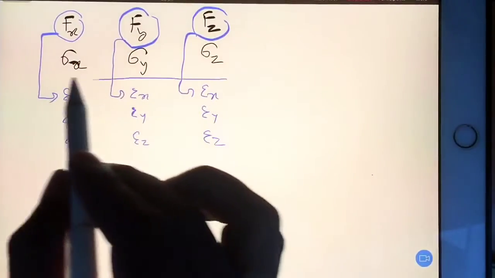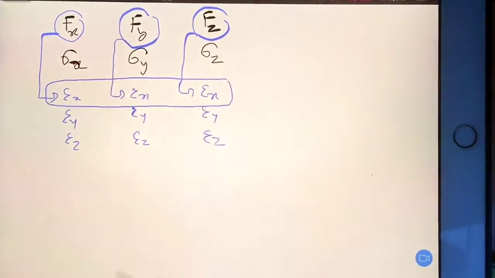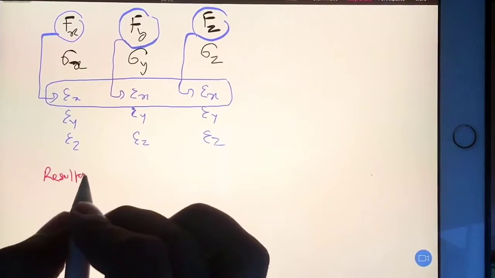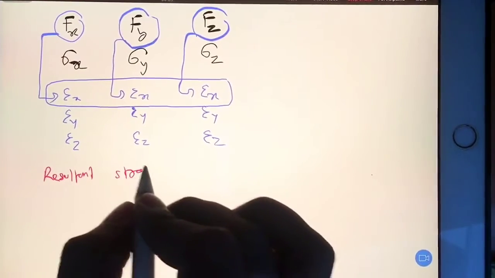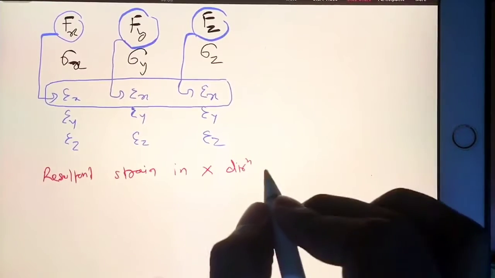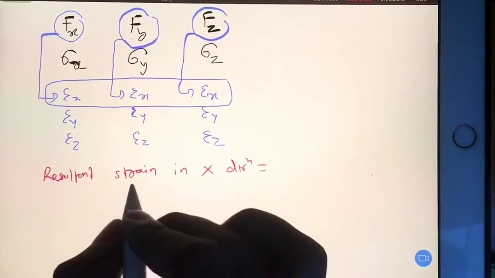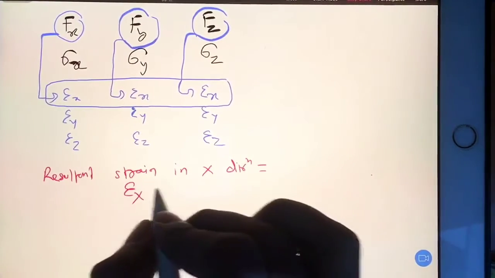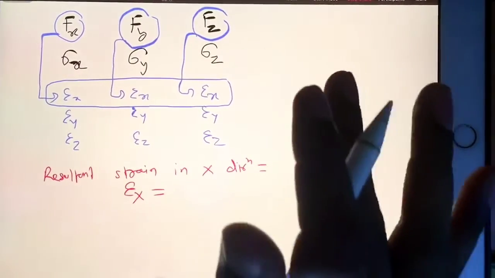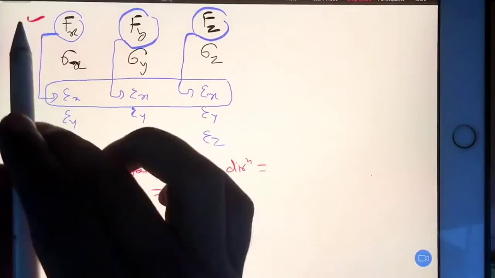Then all the strains you have to collect together in x direction. So you will write resultant strain in x direction, so that you can write as epsilon x. That is going to be, of course, because of what is the main force acting in x direction? Fx is acting in x direction.